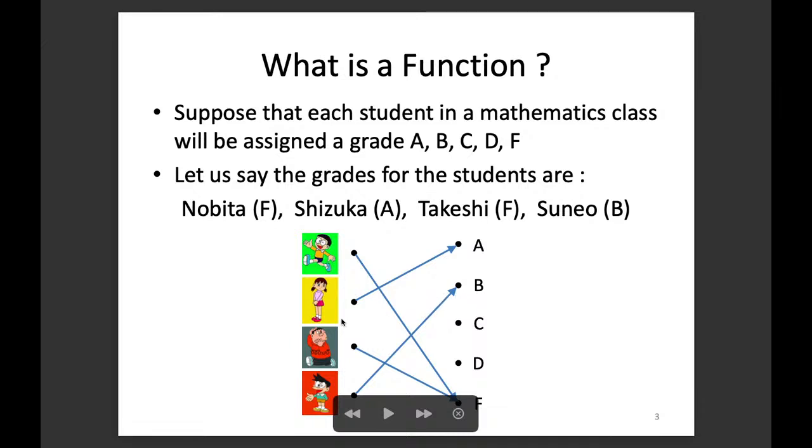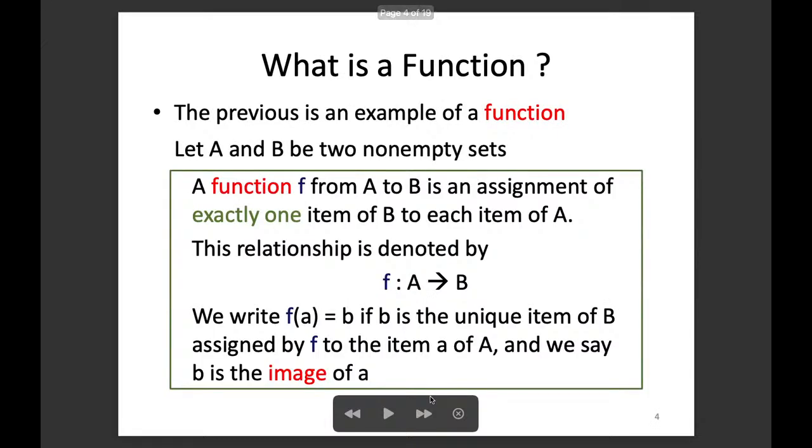So in some sense, given a particular student that we have, we will know the corresponding grade that he or she receives. So this is the concept of a function. So this is a function such that for every student that we consider, we will translate or link the student to one of the grades that he or she receives. So in general, a function is a relationship between two sets. So let's say we have two sets A and B. Both of them are non-empty.